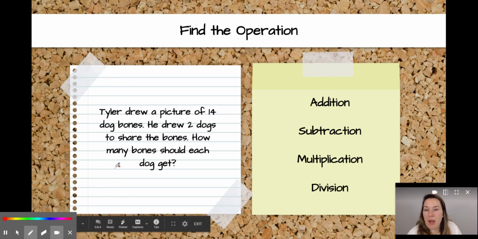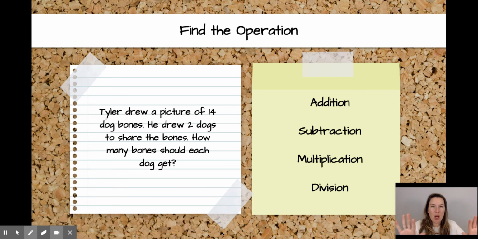So here we want to pay attention to the fact that Tyler is trying to split the dog bones up between each dog. So he has 2 dogs and he has 14 bones to give them. So what he's going to do is give 1 bone to each dog until he runs out to figure out how many each gets. You know how many bones you have in all because you have 14 bones. And then you're splitting them up between 2 groups, which is 2 dogs.